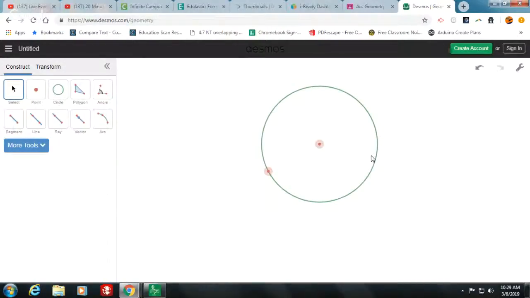Okay. Then I want to inscribe an angle. Let me tell you what makes an angle inscribed. What's going to make the angle inscribed?